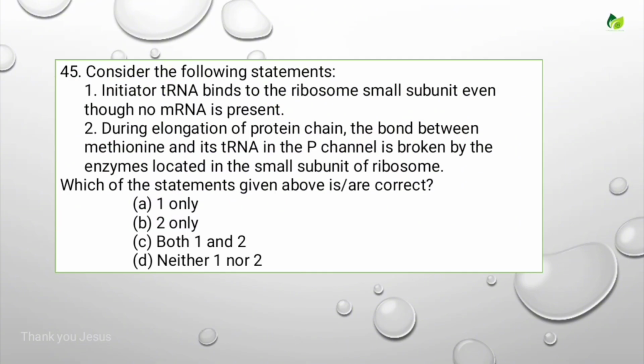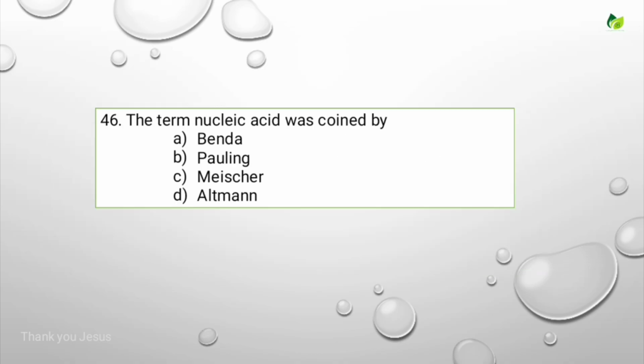Consider the following statements. Two statements are given. First one is in the initiation, initiator tRNA binds to ribosome small subunit even though no mRNA is present. Second, during the elongation of protein chain, the bond between methionine and its tRNA in the P site is broken by the enzymes located in the small subunit of ribosome. So you have to pick the correct statements: one only, two only, both one and two, neither one nor two. For this, the correct answer is statements one and two are correct. Let's see the next question.